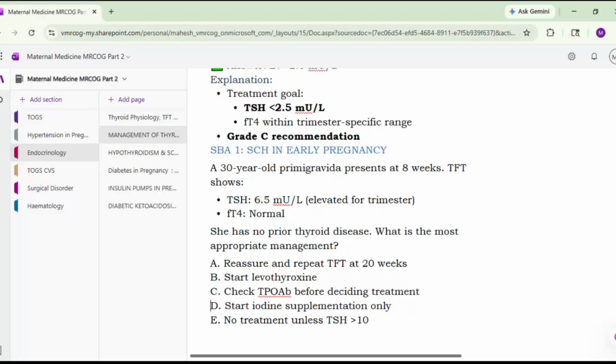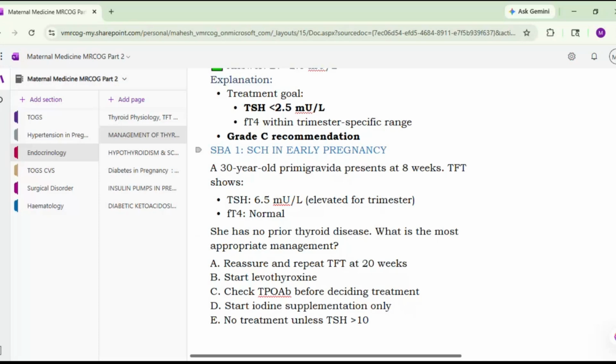Maybe some history, either obstetric history or on clinical examination, etc. Then TFT is there. Then TFT shows TSH is increased, but FT4 is normal. So what we are going to label this as is subclinical hypothyroidism. Now, if she is a subclinical hypothyroidism, then what? She is euthyroid per se. Otherwise, there are no other features. They have not given any features.